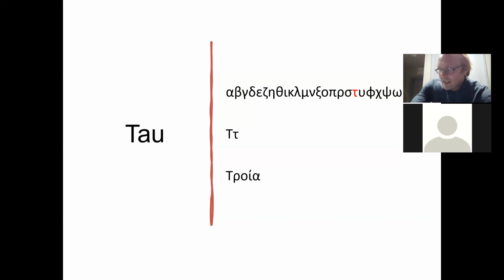The next letter is tau, which expresses a T sound. Tau is found in the name of the city Troia, outside of which the events in the Iliad take place.